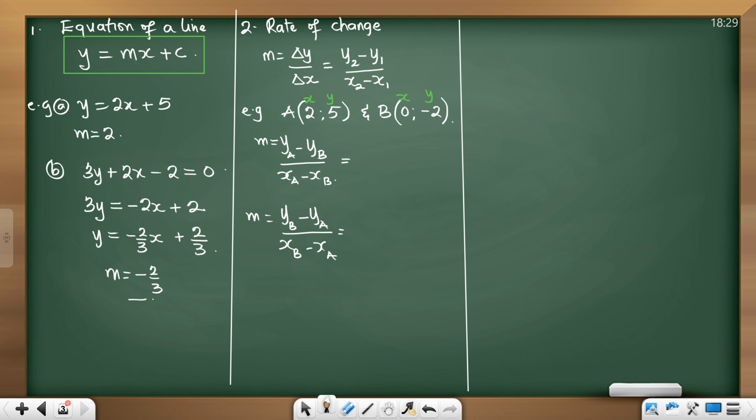Okay, what is the y value of a? 5, minus what is the y value of b? -2, over the x value of a, because it's AB. The x value of a is 2, minus what is the x value of b? 0. Minus a minus gives us plus, so that is what? 7 over 2.